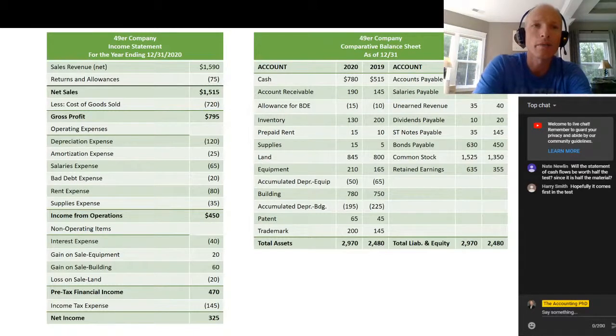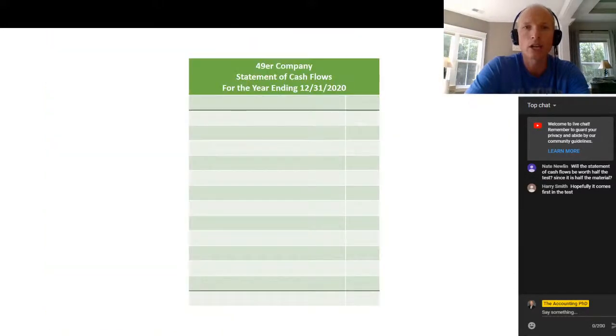And so again, notice there's a lot of items here. The test will not have this many items, so this is more comprehensive than what the test will have, but at the same time, this will give us really good practice. And so we're going to jump into creating a statement of cash flows. Notice the format at the top. You have the company name, you have the statement name, and notice the label on the date is for the year ending.